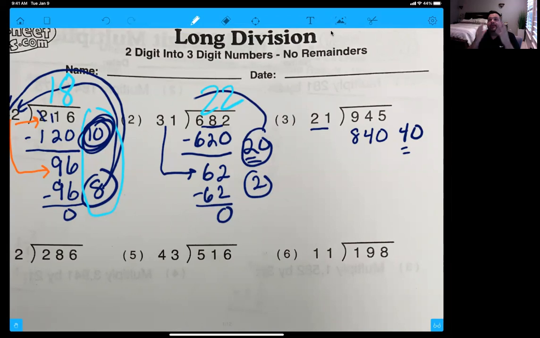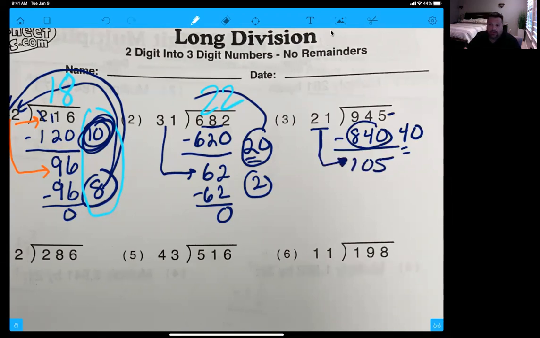We need to, this is about the thinking process, right? What can we take out to get it to work? So if I take this out, that would leave me with 105. Now, we talk about it all the time. Remember, this is where we get lost, for everybody watching. You've taken this 840 out of this 945. So there's only 105 left. So we've got to figure out how many times this 21 goes into the 105 that's down here.